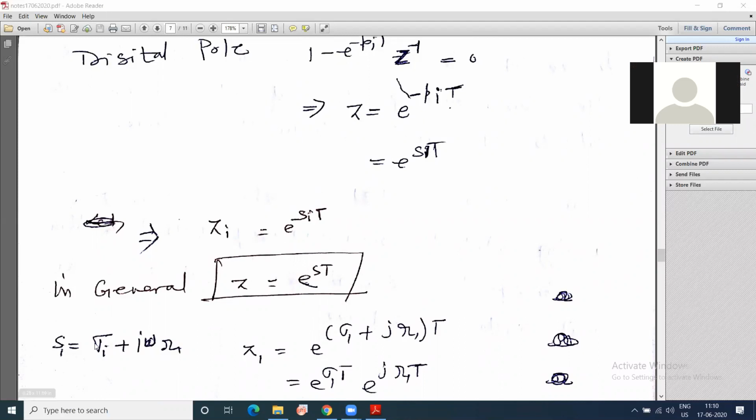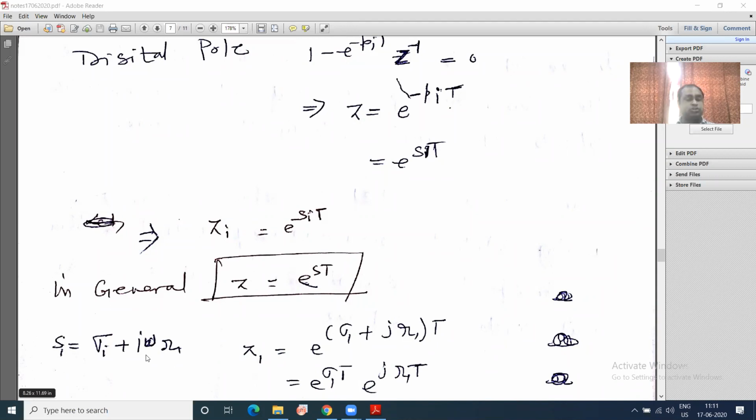Now, in general, S_i equal to sigma_i plus j omega_i. S equal to sigma plus j omega, which you already know from Laplace transforms. In fact, your x-axis is sigma and y-axis is j omega. That you know already, I hope so.